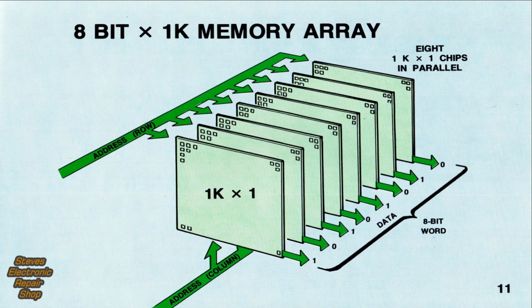To obtain a more usable memory with, say, an 8-bit word, 8 of these chips are placed in parallel. The row and column address lines are also paralleled. The data lines are then brought out, each line representing 1 bit. Combined in this manner, we have an 8-bit by 1K memory array.